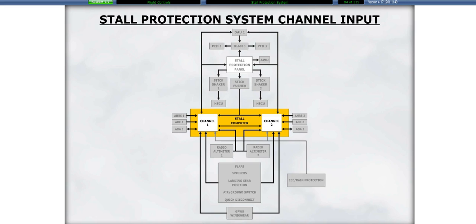Each SPS channel receives information from the attitude and heading reference system, the air data computers, the flaps, the spoilers, the landing gear, the air ground switch, the wind shear detection system, and the radio altimeter. Using inputs from various sources prevents spurious system activation.